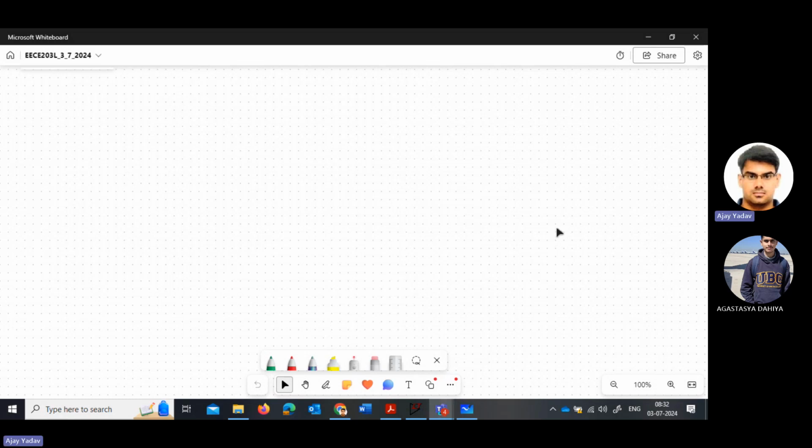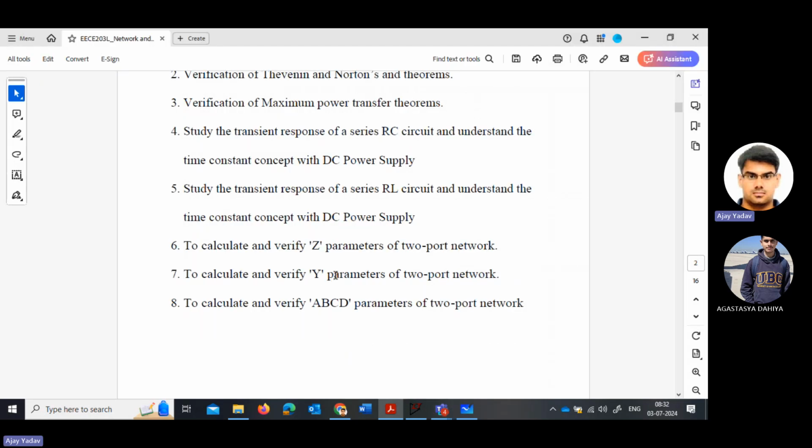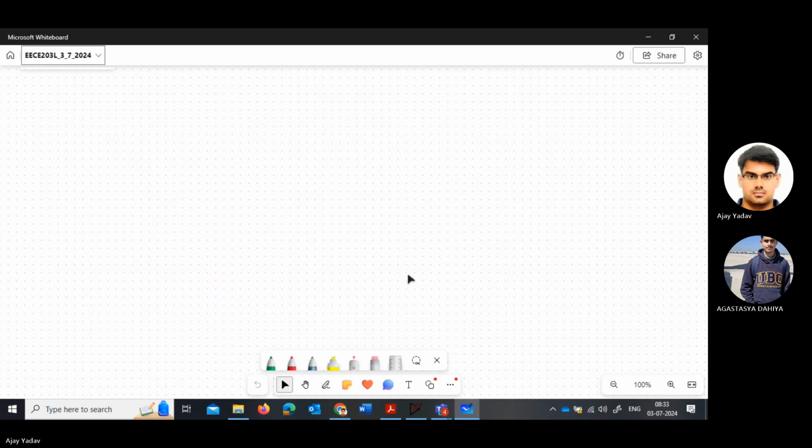So the first experiment is calculation of Y parameter, to calculate and verify Y parameter of a two-port network. Similarly, to calculate and verify ABCD parameters of a two-port network, right? So these two experiments we are going to perform today on LTSPICE.